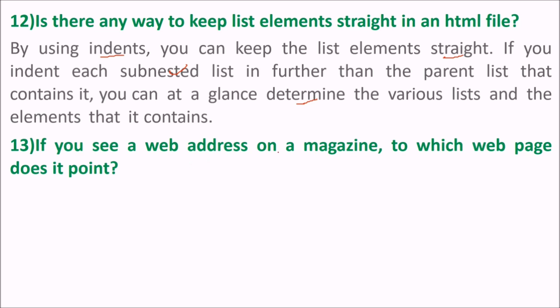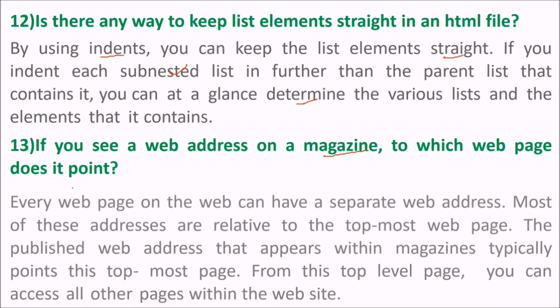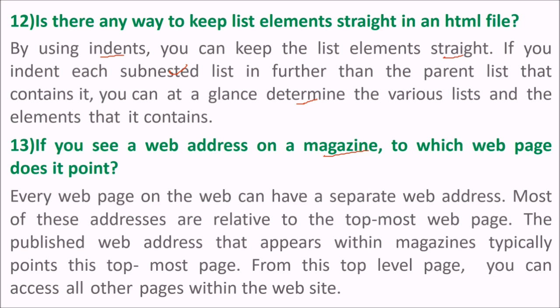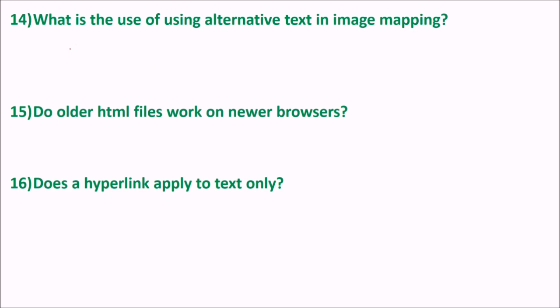If you see a web address in a magazine, to which web page does it point? Every web page on the web can have a separate web address. Most of these addresses are relative to the topmost web page actually. And the published web address that appears within, say, a magazine typically points to the topmost page, that is the index page. And from this top level page, you can access all of the pages within the website.